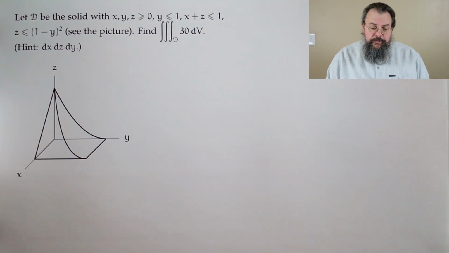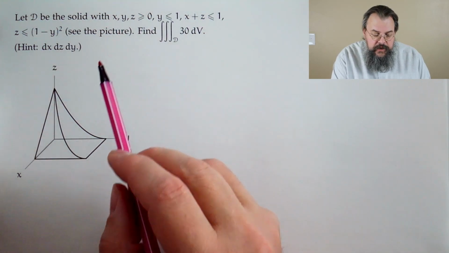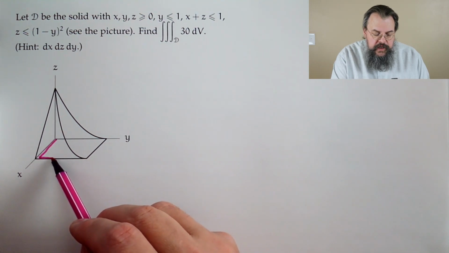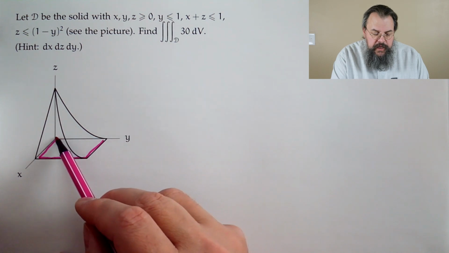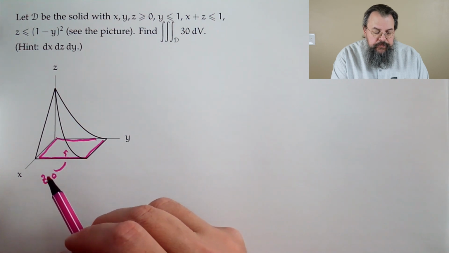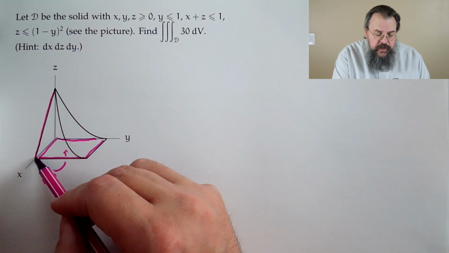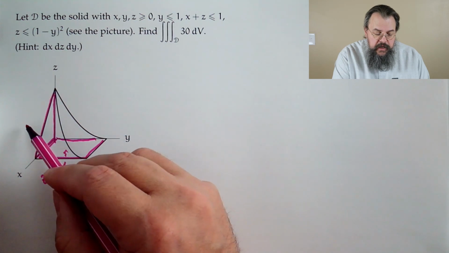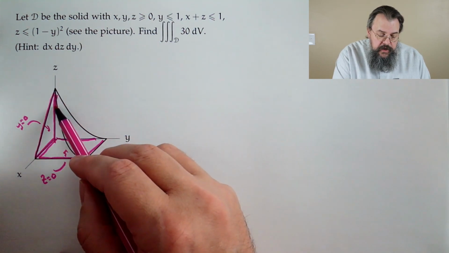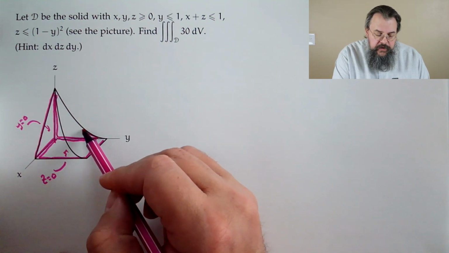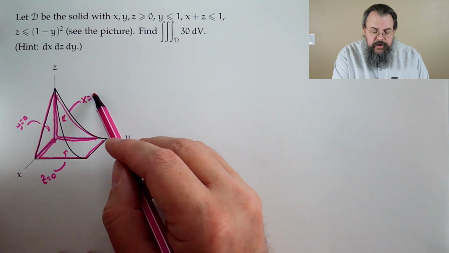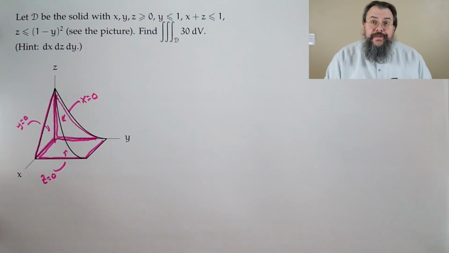Okay, so let's talk about our various bounding surfaces. Some of them are pretty easy to spot. It looks like there are going to be 5. There's this surface down here, which is the xy plane, so that corresponds to z equals 0. There's another surface over here, which is the xz plane, that's y equals 0. And then there's one other, this flat surface here, which is in the yz plane, x equals 0.